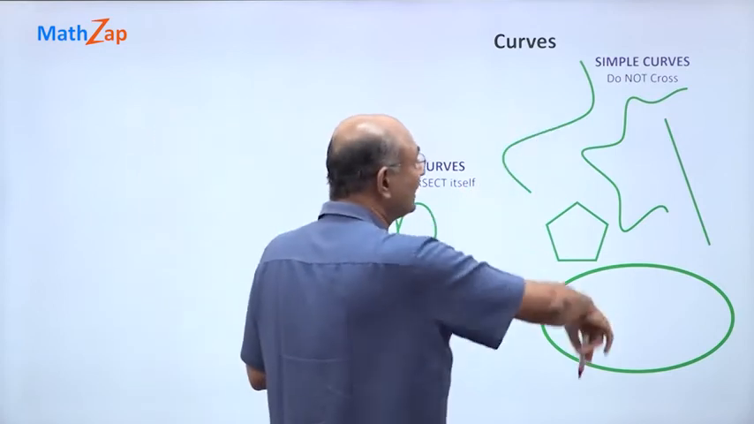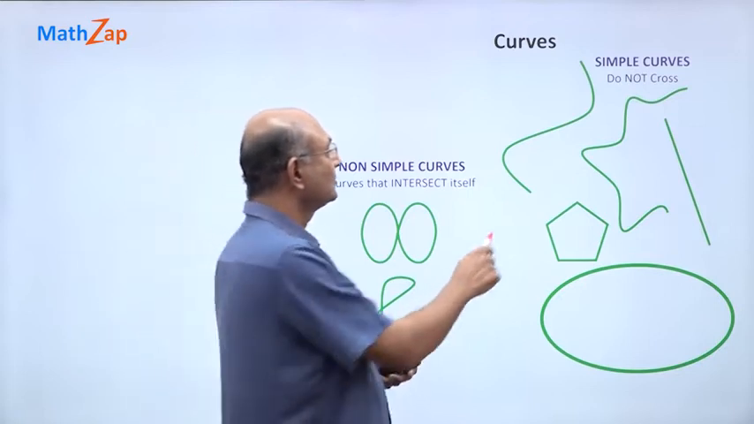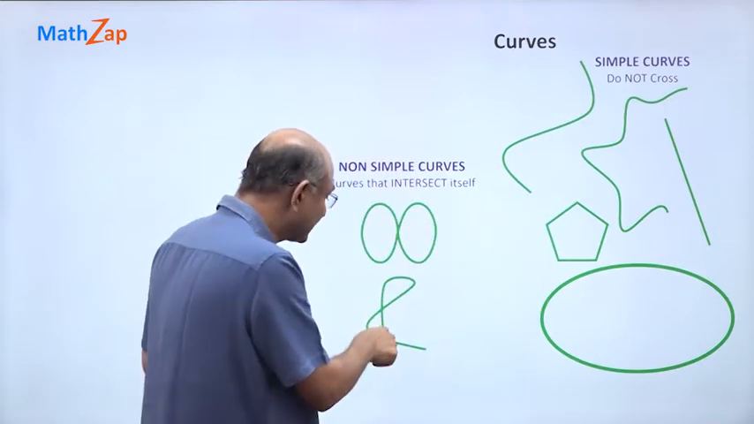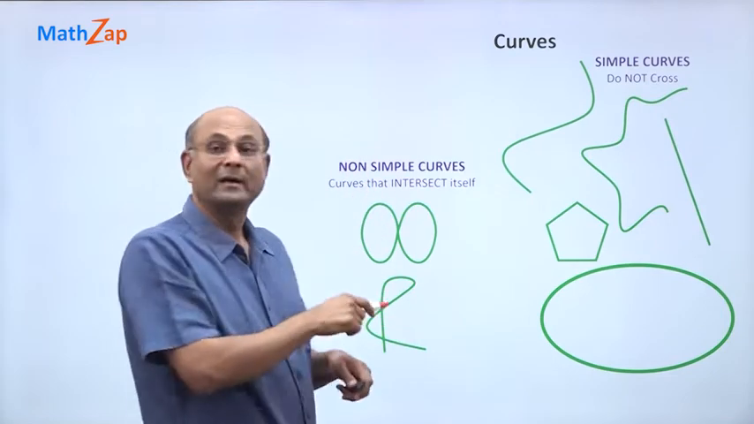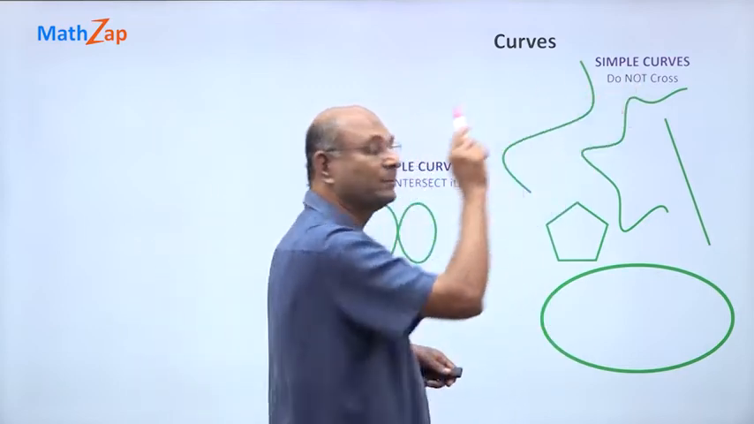So these are all curves that do not cross themselves. Look at this. This curve is not crossing itself. This curve is crossing itself. This is called a non-simple curve. These curves are called simple curves.